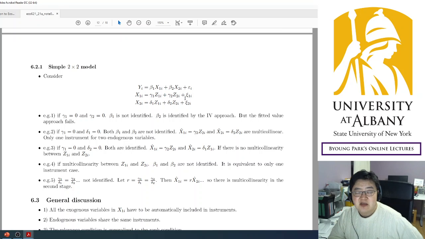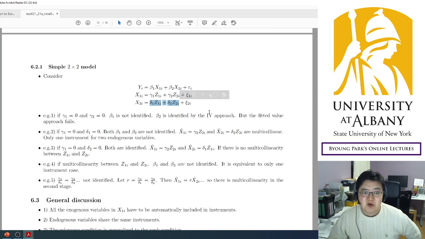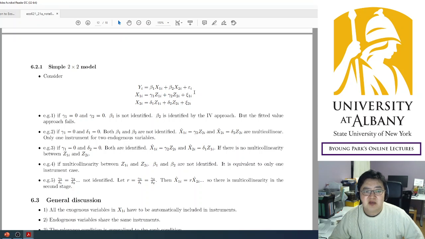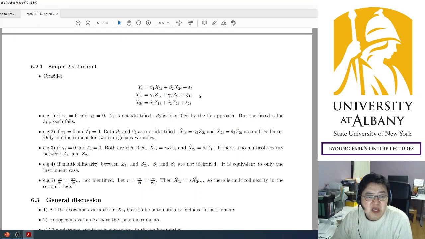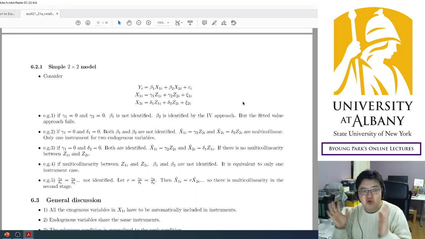And in this case, the idea is the same. We are going to replace x1 with this, and we are going to replace x2 with this. So what we want to do here is we will drop xi1 and xi2. Then from this, we can study when we can identify and when we cannot identify both beta 1 and beta 2 in this simple model, when you have two endogenous variables.